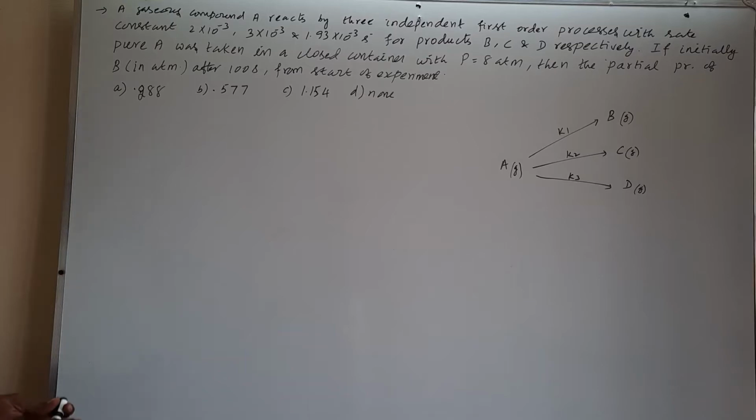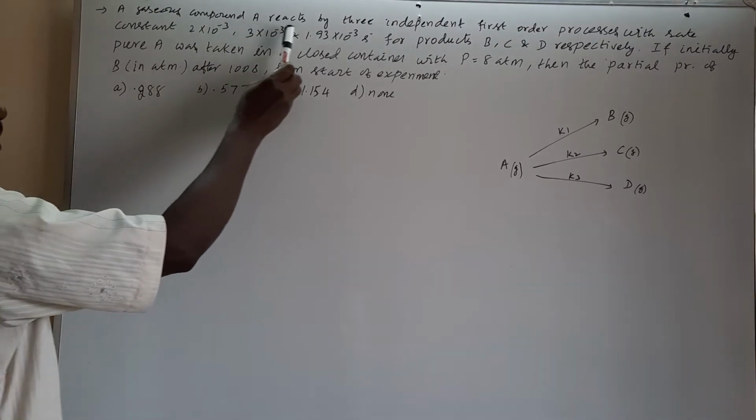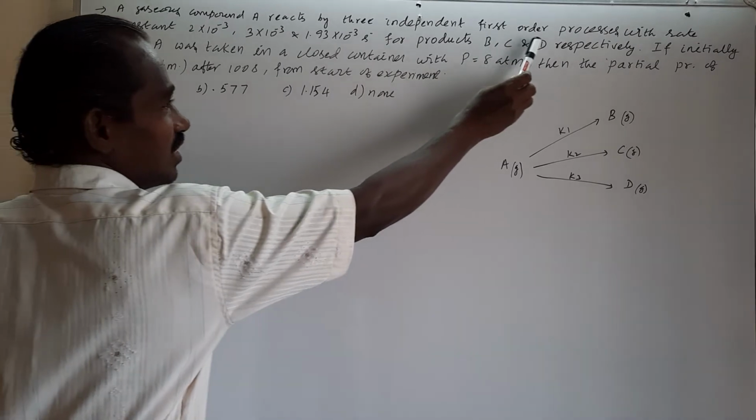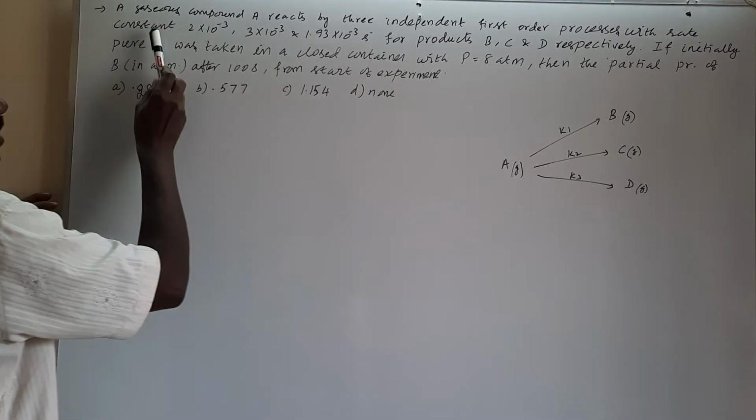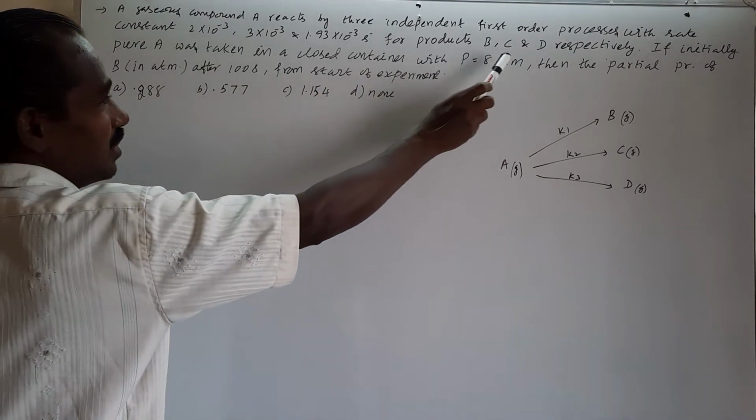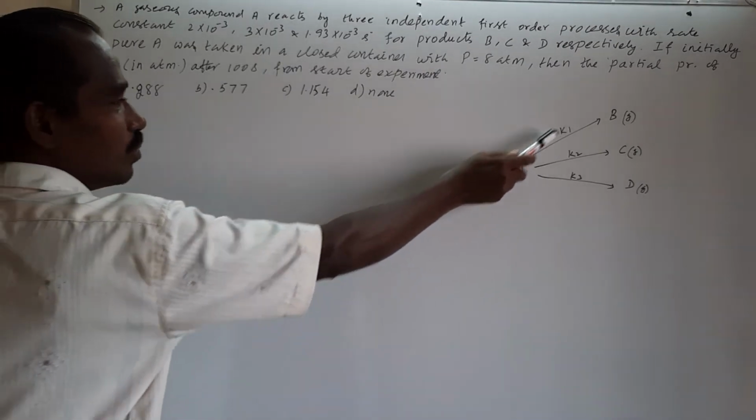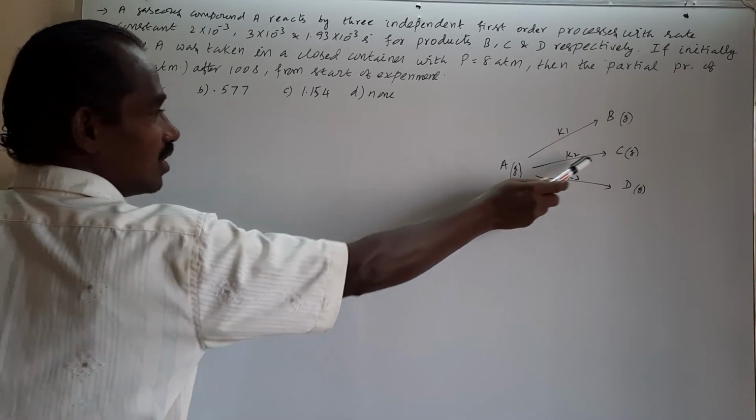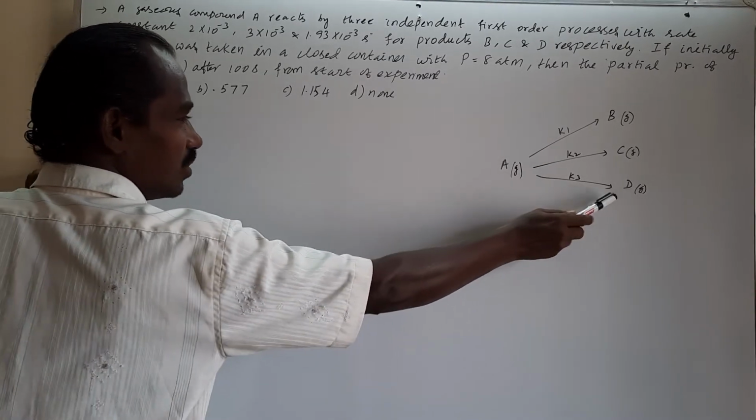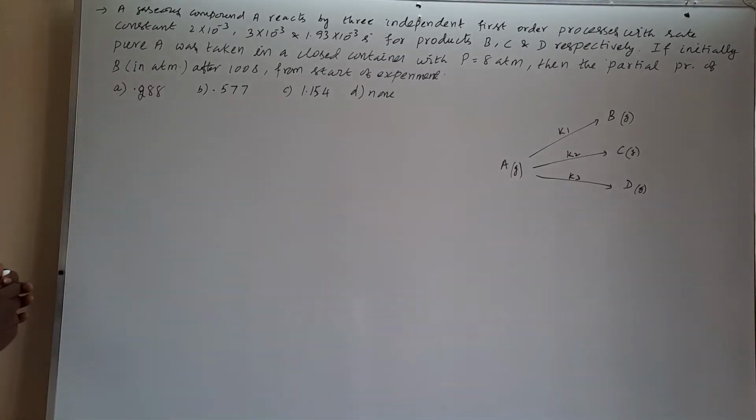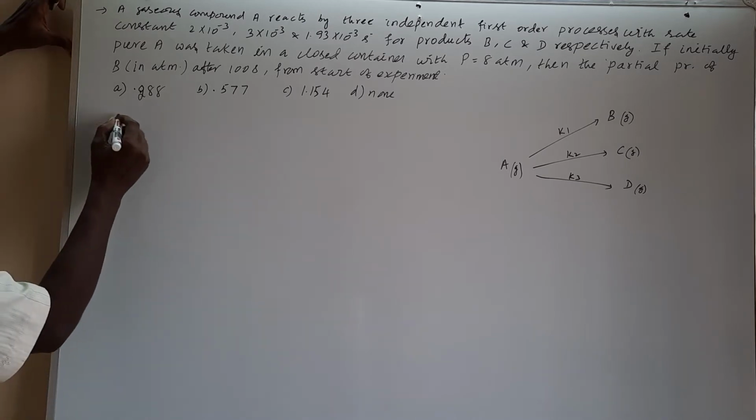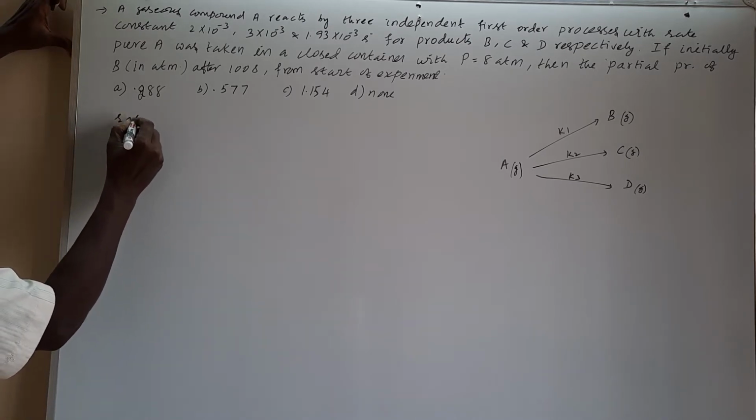Let us discuss a chemical kinetics question. A gaseous compound A reacts by three independent first order processes with rate constants K1, K2 and K3 for products B, C and D respectively. Now here A gives B with rate constant K1, gives C with rate constant K2, and gives D with rate constant K3.